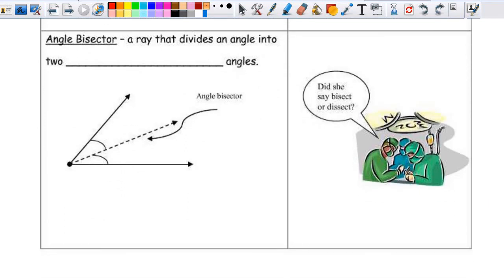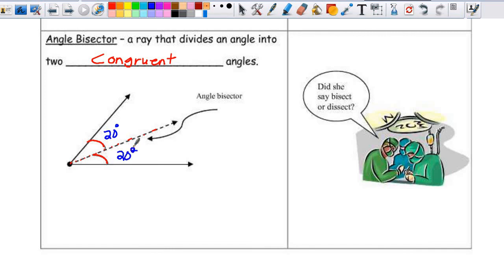The last thing we're going to talk about in this section is an angle bisector. An angle bisector is a ray that divides an angle into 2 congruent angles. This means if I tell you that this line right here that's dotted is an angle bisector, then we know that these 2 pieces are congruent. So let's say I tell you that this angle over here is 20 degrees. That means this angle also has to equal 20 degrees.